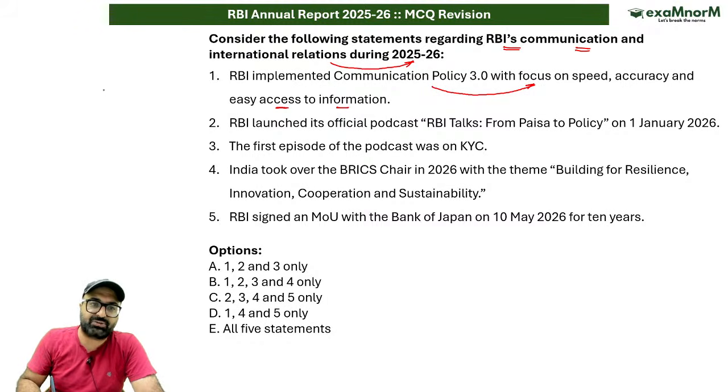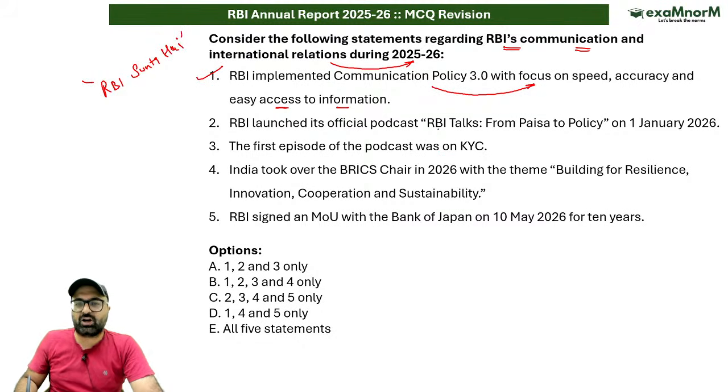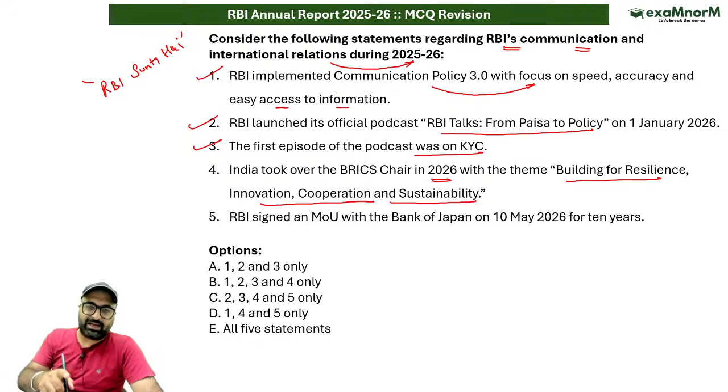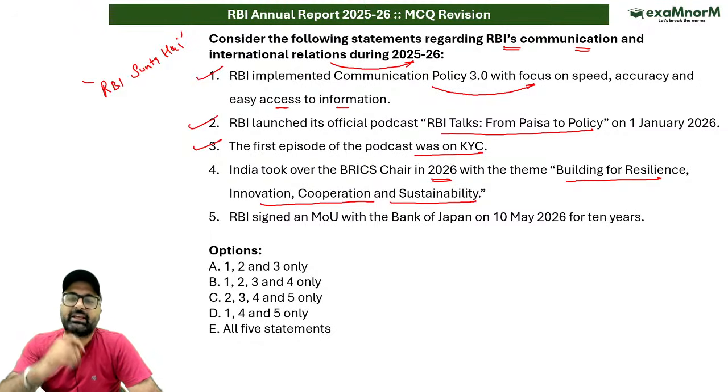an initiative that is known as RBI not only कहता है, अब RBI ने एक और लॉन्च किया, दैट इज RBI सुनता है. RBI सुनता है, तो ये भी आप याद रखिएगा. सो दिस इज करेक्ट. RBI launched official podcast RBI Talks from Paisa to Policy on 1st of January 2025. This is correct. The first episode was on KYC. This is correct. India took over BRICS chair in 2026 with the theme Building for Resilience, Innovation, Cooperation and Sustainability. What is the theme? So theme is absolutely correct. Right now, India has taken up the chair of BRICS in 2026, and the theme is Building for Resilience, Innovation, Cooperation, as well as Sustainability.